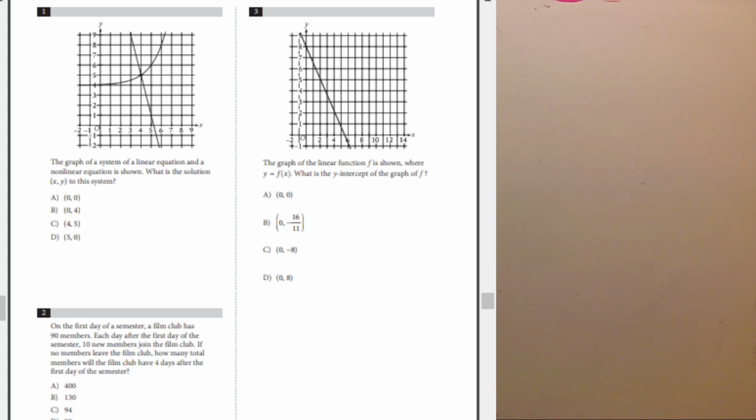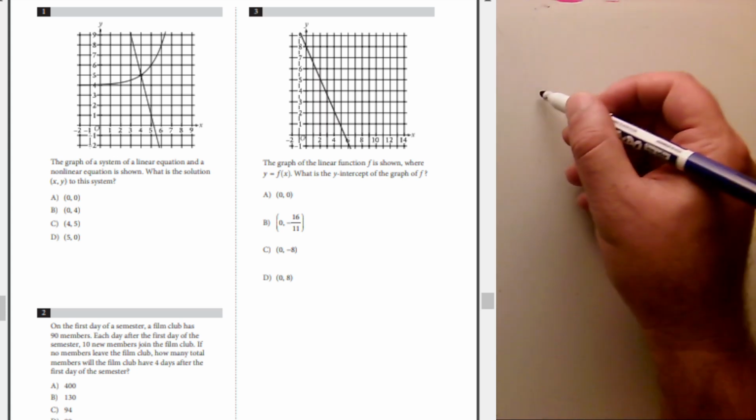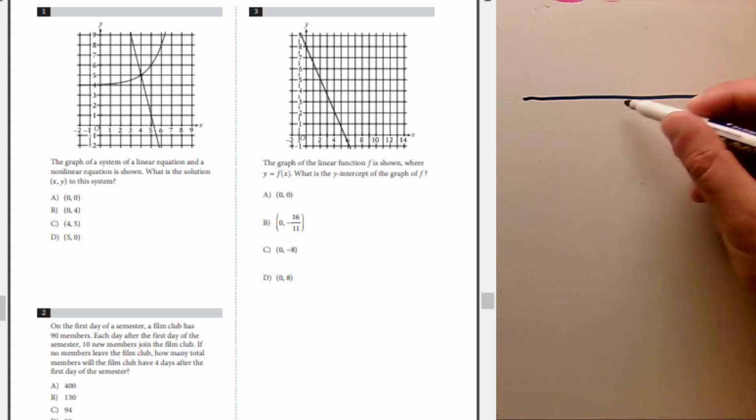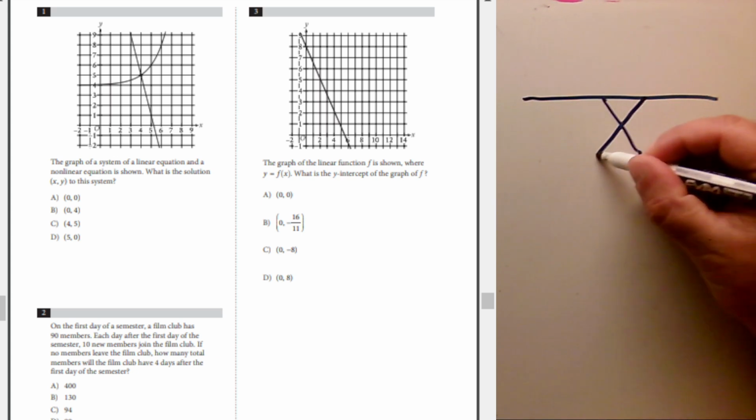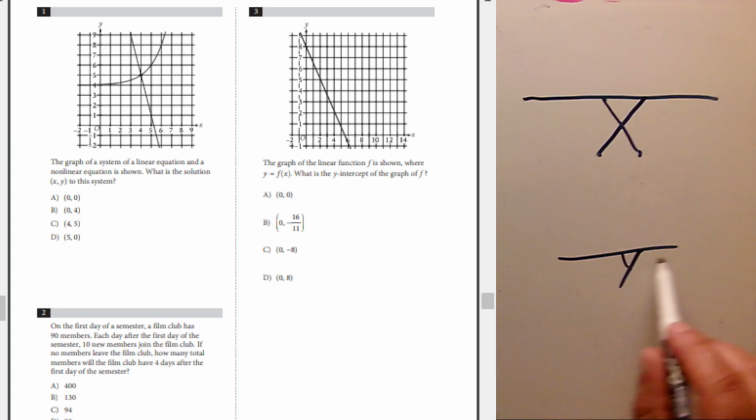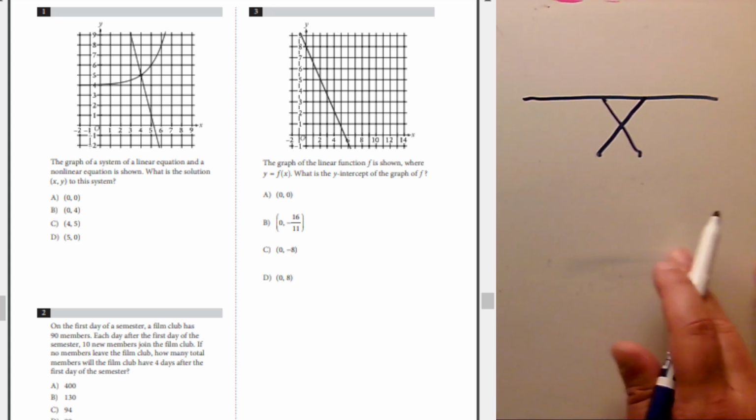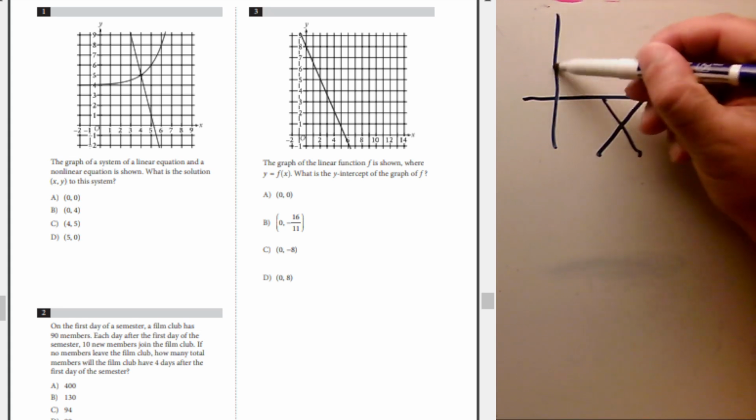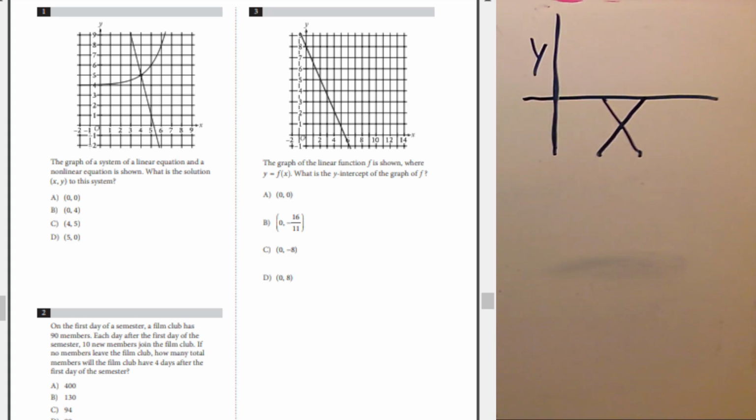Number 1 is pretty much testing, can you find a point on a graph? It's asking what is the intersection between the nonlinear line and the linear line. A linear line is a straight line, a nonlinear line is a curved line. And we need to know the x and y axis. I was taught this one time, the x-axis can be held up by the x, whereas the y would not hold up an x, like the letter x. And then the y-axis is the vertical axis.